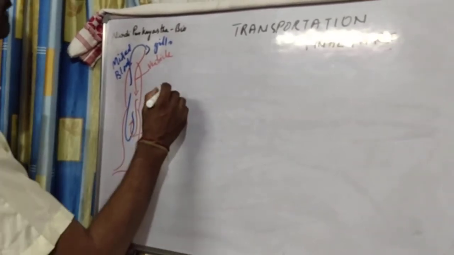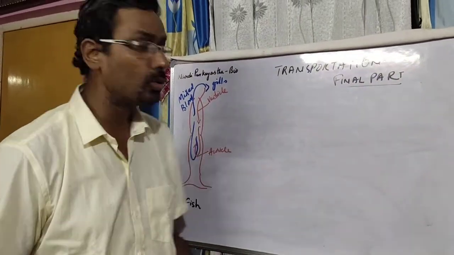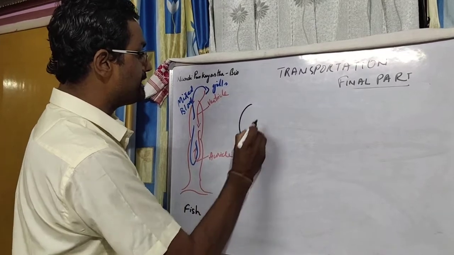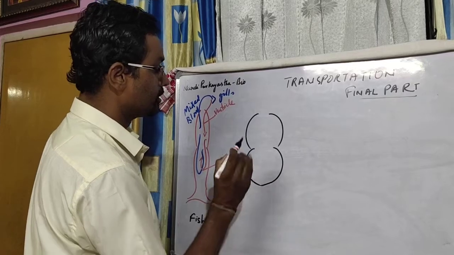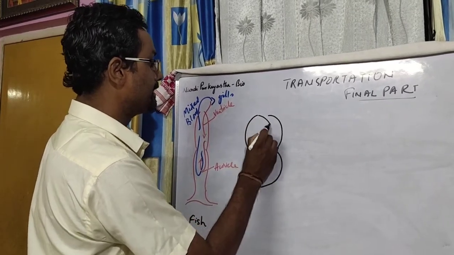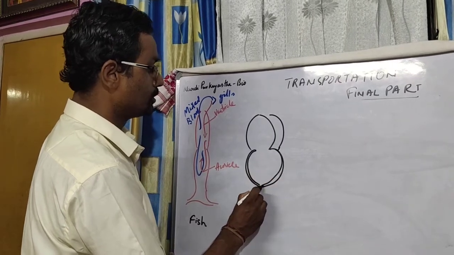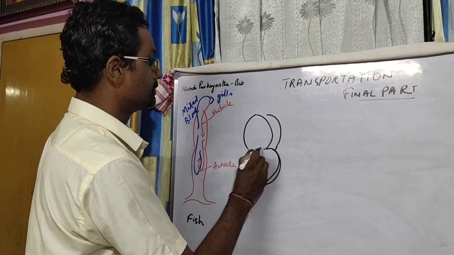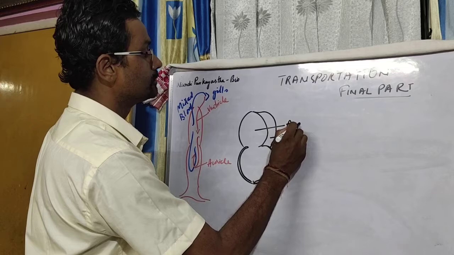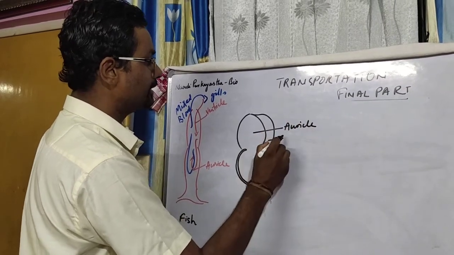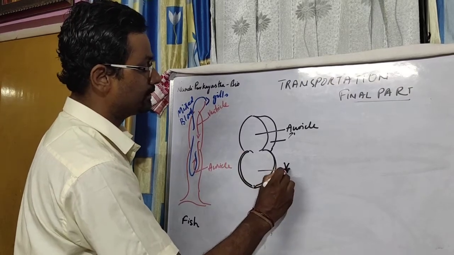After fish, we find amphibians. What are the examples of amphibians? Amphibian examples are frog, toad. Here we find it has a three-chambered heart. Three-chambered. That is, it is having two auricles. This is one auricle, this is second auricle. This is right auricle and this is left auricle. But here what you are finding? Only one ventricle.